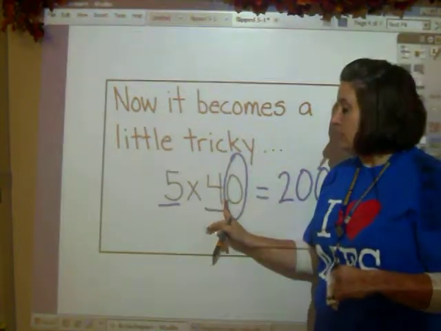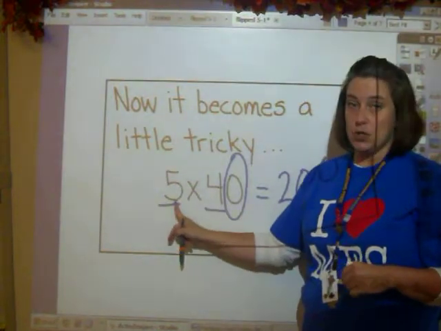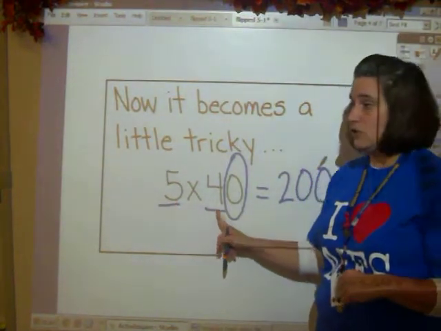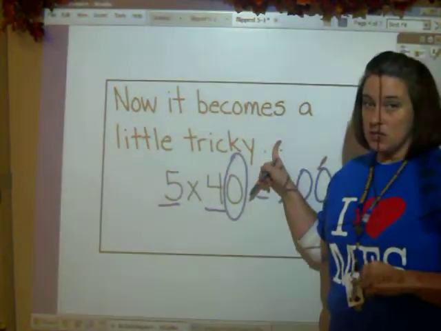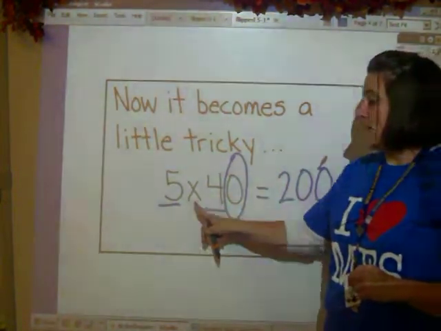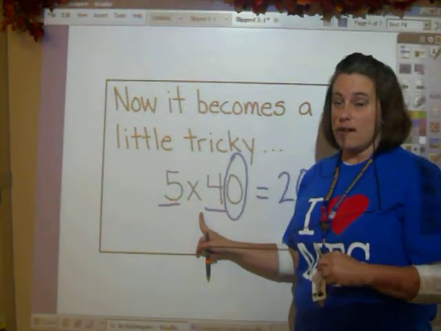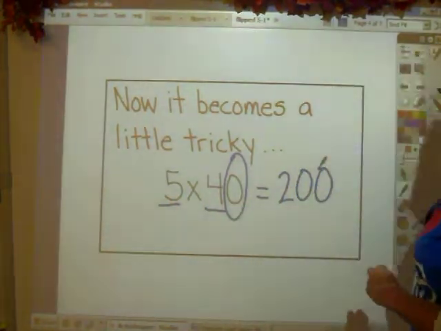Because it makes sense, if you count 40 five times, or you have 5 groups of 40 in each group, you will have a total of 200. So even though it becomes a little tricky, you need to just go back and follow the steps. Find the basic fact and then add your 1 zero.